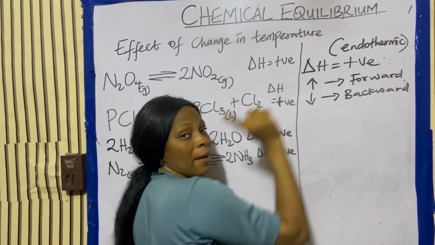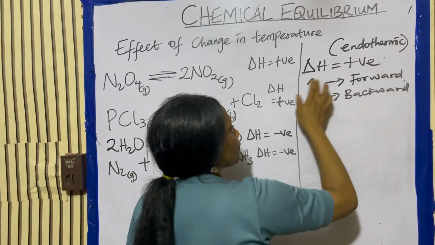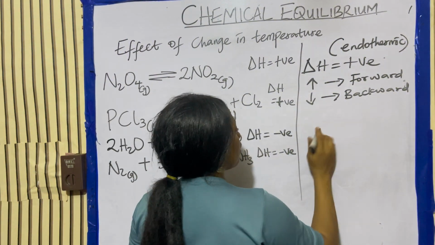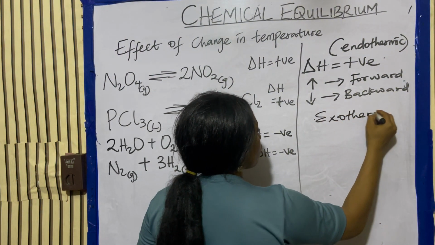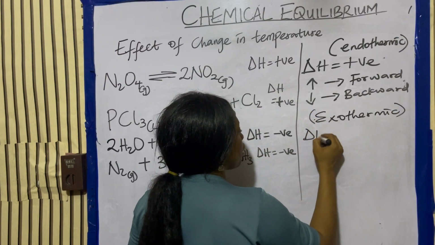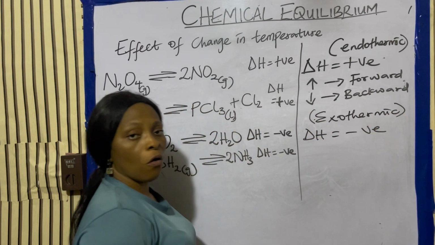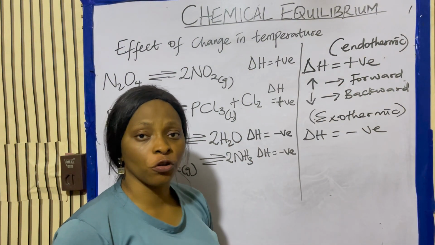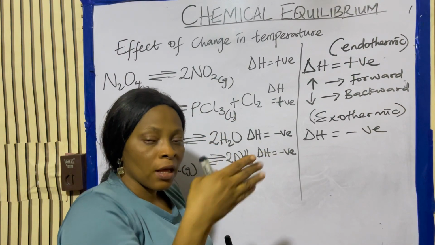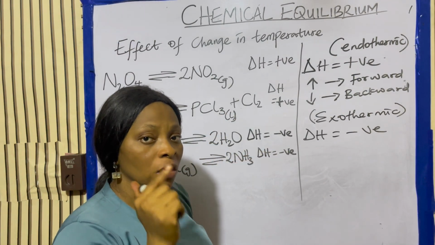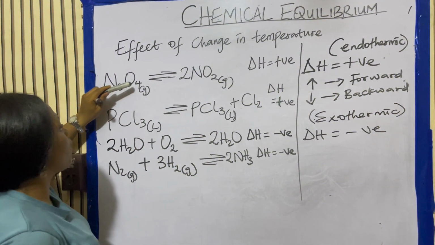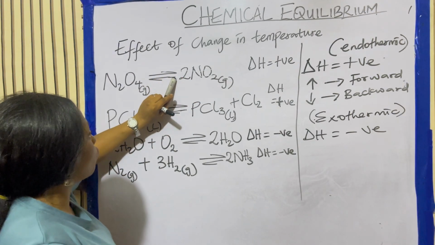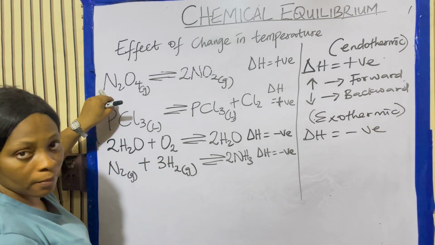Now let's look at this. Remember, when a reaction is endothermic, the enthalpy change is positive. And when a reaction is exothermic, the enthalpy change will be what? Negative. So for an endothermic reaction, that is the one that has plus, increasing the temperature will favor the forward reaction. Now when we talk about forward reaction, we are looking at what? The product. If it favors the backward reaction, what's the backward reaction? The reactants. Are we together?